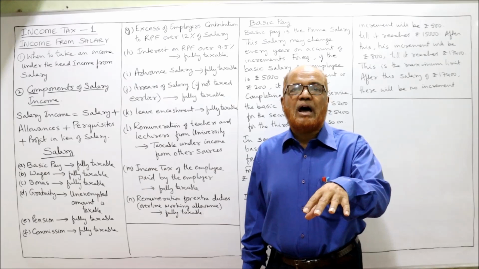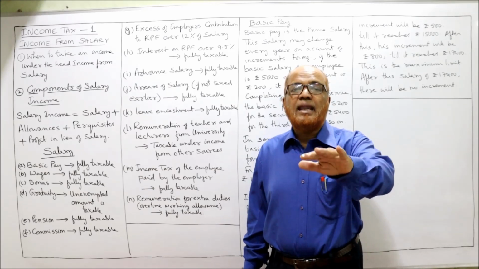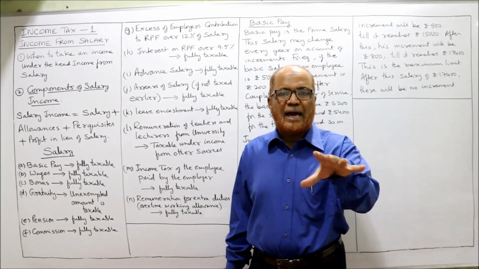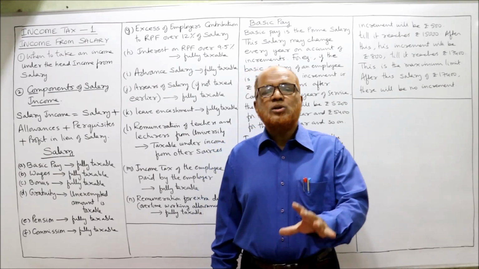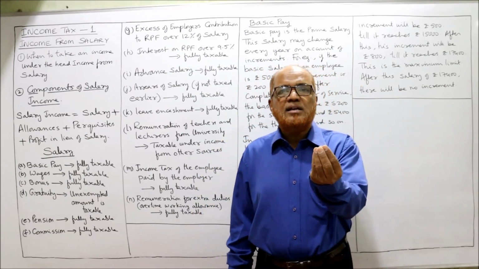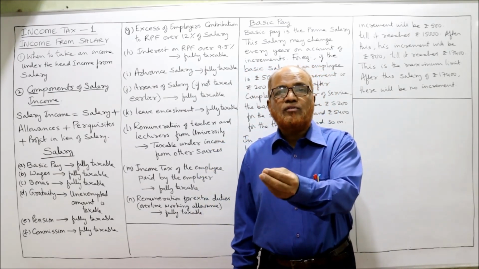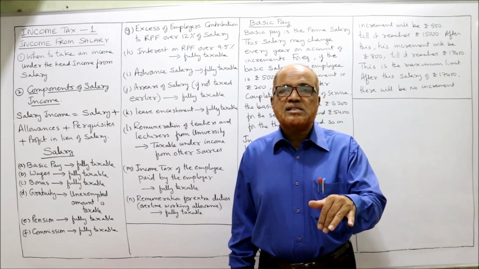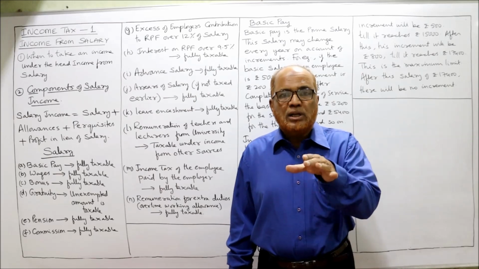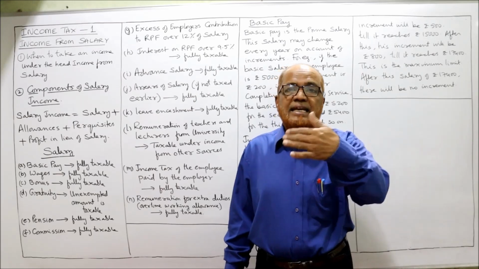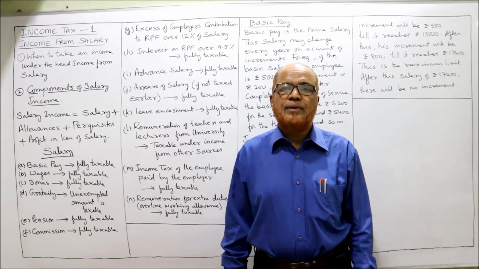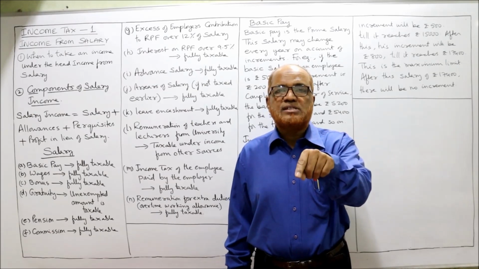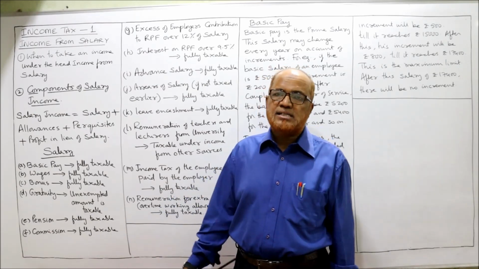Suppose he has not availed those leave, he can encash the leave. That is according to the agreement of employment. Suppose a worker has availed only 10 days leave during the whole year. Out of 24, 10 days leave he has availed, 14 days leave he has not availed. During the current year, suppose he has encashed that leave period. That encashment of leave salary is taxable under income from salary.